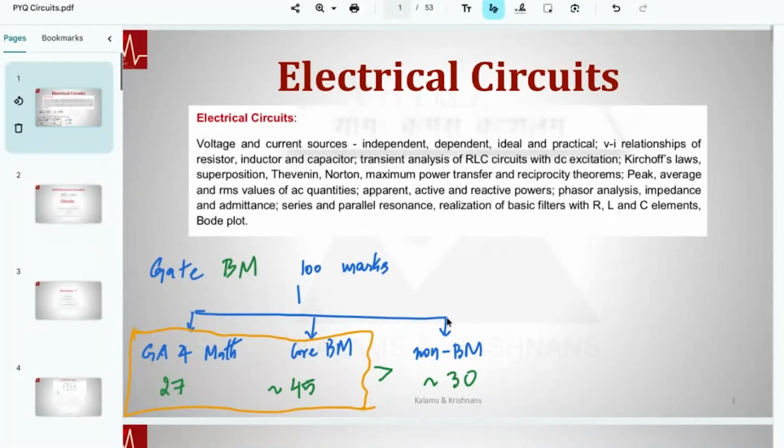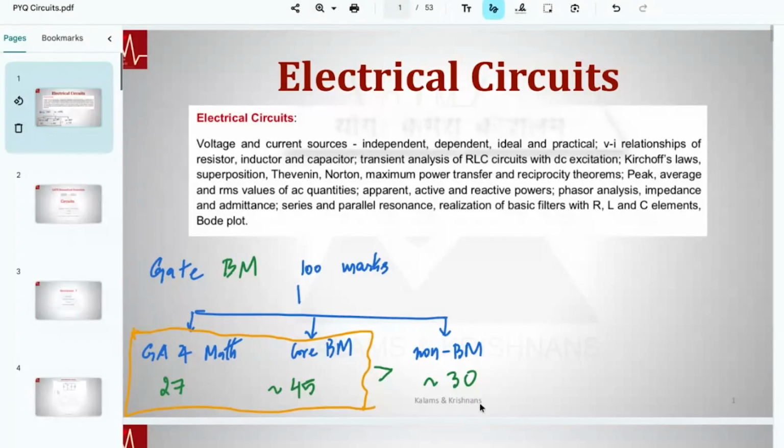And another reason to learn this is, hey, you are not a biomedical student. You are from a different branch, an instrumentation or electronics student. Again, notice, if you are very, very strong in these non-BM subjects, try to score as much as possible. Then you have to be reasonably good at GA and math. Learn the basics of biomedical as much as you can, at least bioinstrumentation, medical imaging and all that.